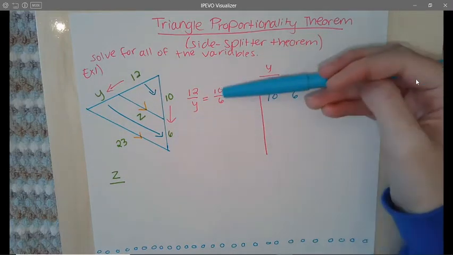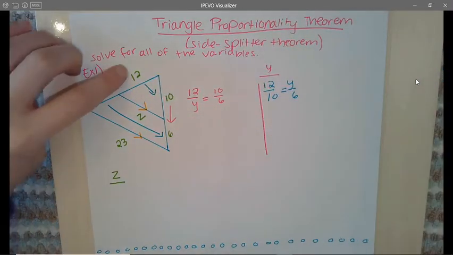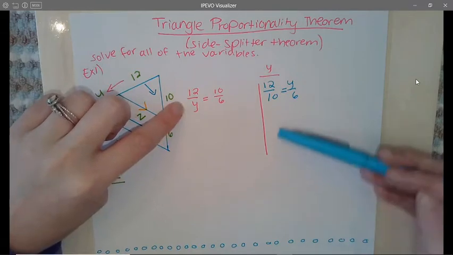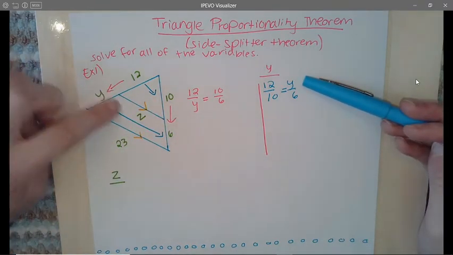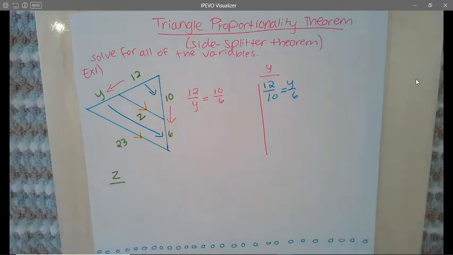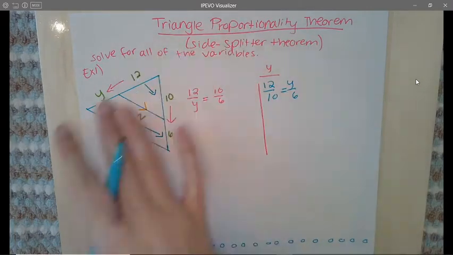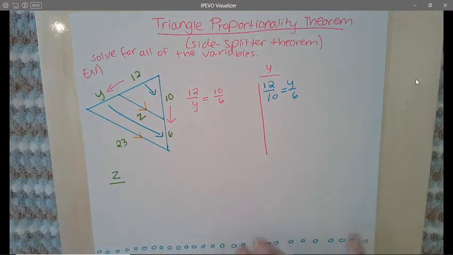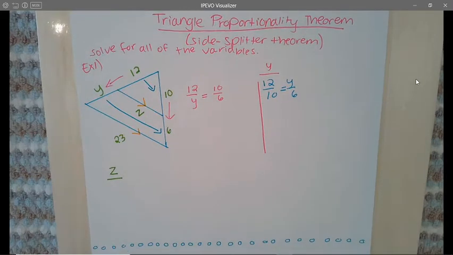triangle to the bottom. Okay, here I went from the left side of the triangle to the right side. And then again, I went from the left side to the right side. So it's really important when you set up your proportions that you move in the same direction of your triangle when you set up each fraction or each ratio. Okay, and then from here, let's go ahead and get going.